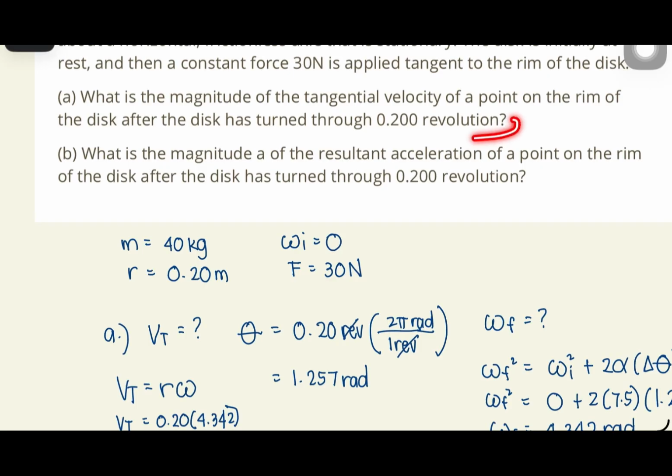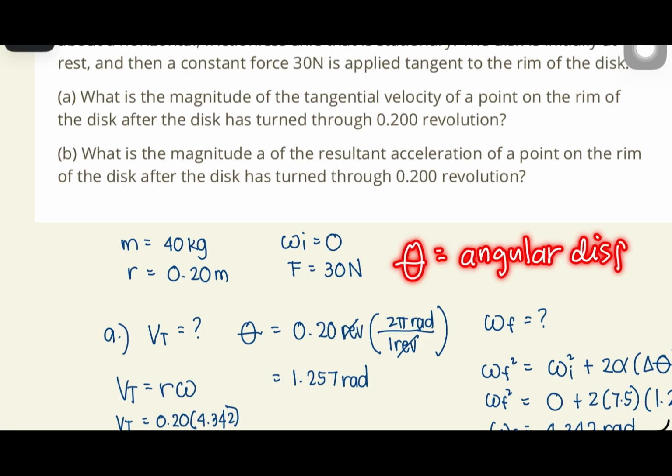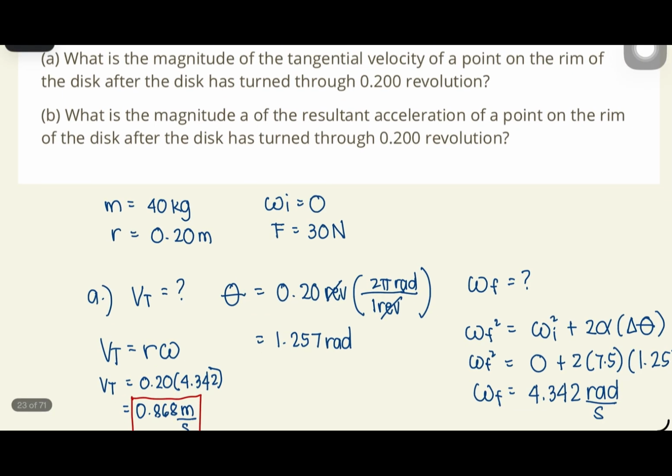Okay. Ang given dito, naka-revolution yung theta mo. Yung theta also known as angular displacement. So, yung pag-convert class, 1 revolution is to 2 pi rad. Ang makukuha nating theta is naka-radian na 1.257 radian. So, meron tayong isa, dalawa, may natitira pang isang known variable para ma-solve natin yung final angular speed.